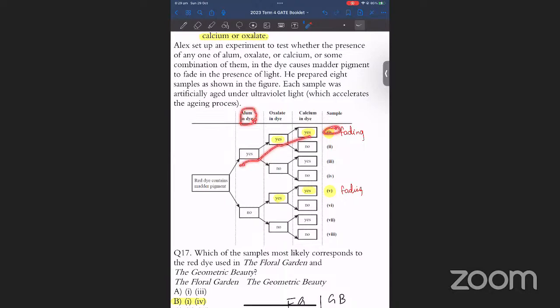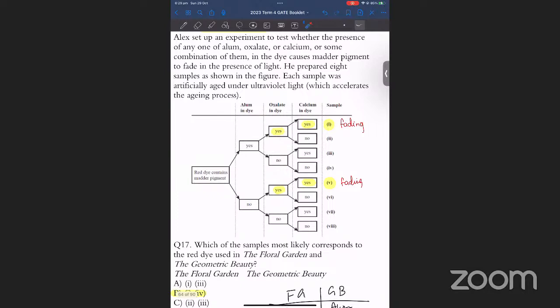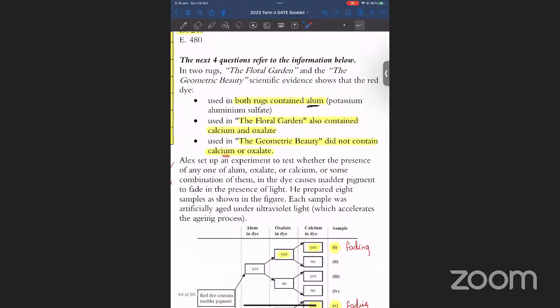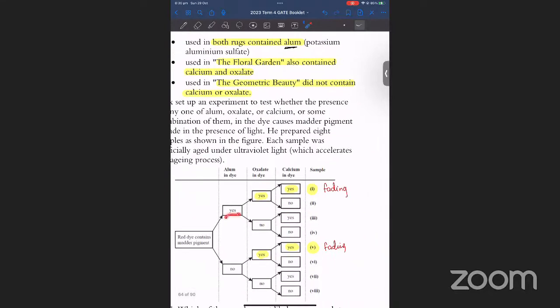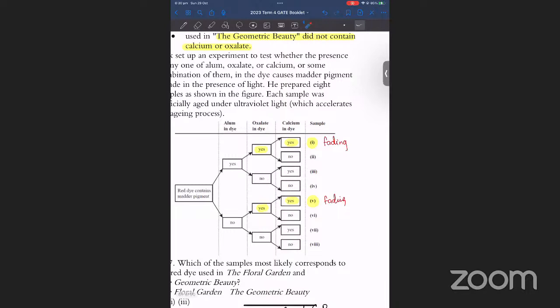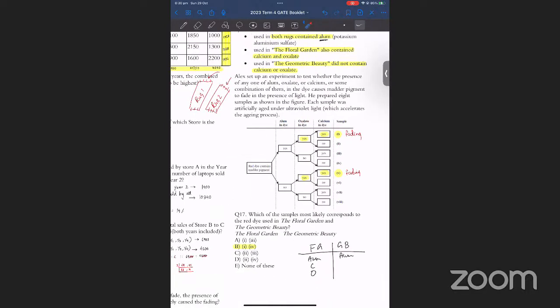Okay. Floral Garden. Now, Geometric Beauty, does it have alum? Yeah. Does it have oxalate? No. It does not contain oxalate. Does it have calcium? No. So the Geometric Beauty is IV. You understand? Yes. Awesome. So the answer for 17 is I and IV.